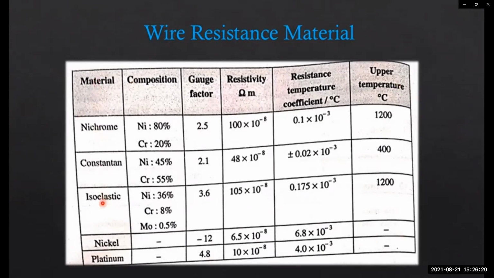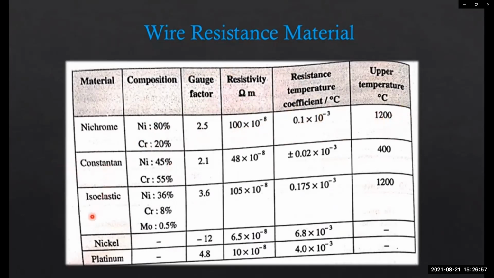So over here, the material is nichrome, Ni 80 percent and Cr 20 percent, and over here we can see the gauge factor. Ni is nickel and Cr indicates chromium, and the atomic number of nickel is 28 and the atomic number of chromium is 24. So we are mixing 80 percent nickel and 20 percent chromium, and the gauge factor is going to be 2.5. Its resistivity in ohm per meter is 100 into 10 raised to minus 8, and here we have the temperature coefficient and the upper limit temperature.